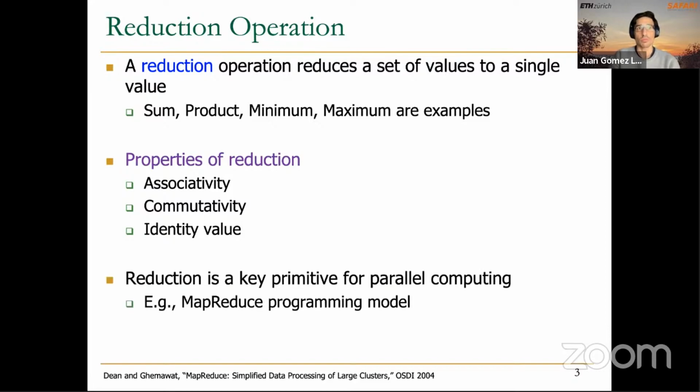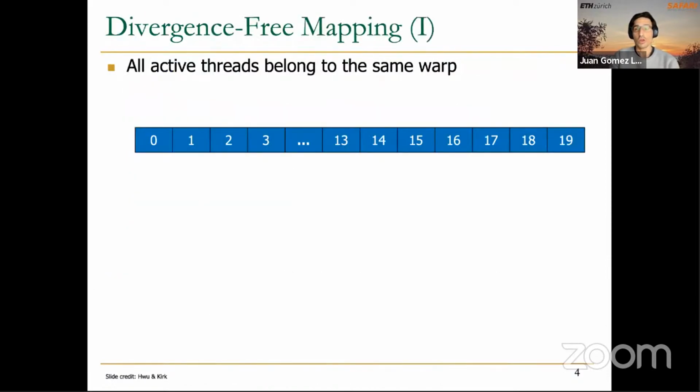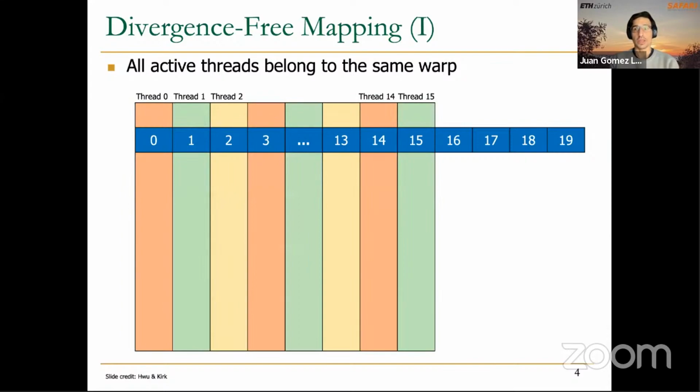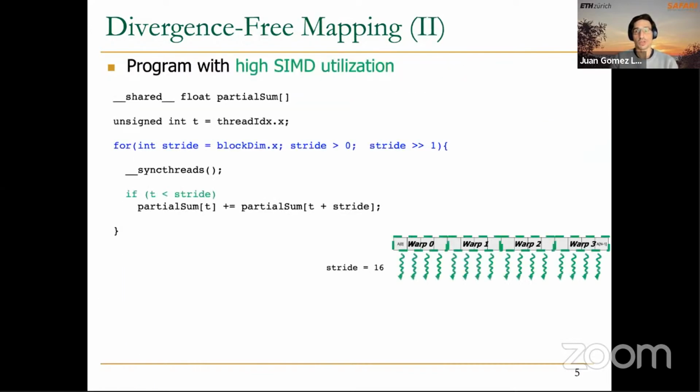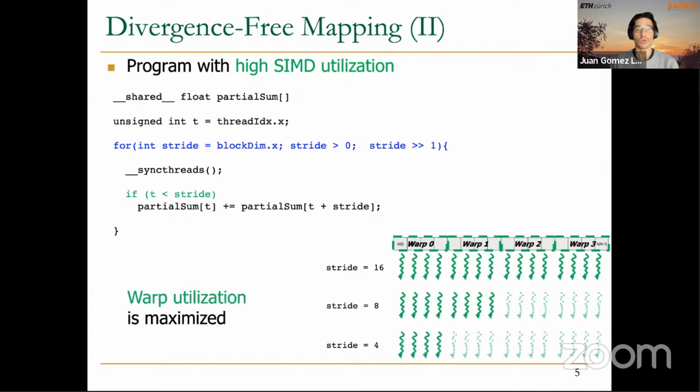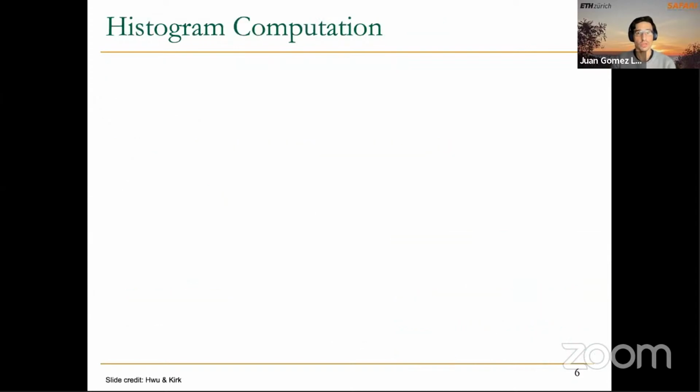And reduction is a key primitive for parallel computing. Same as scan is also a key primitive for parallel computing. Remember that when we were discussing the way to implement reduction efficiently on a GPU, we talked about the idea of mapping threads to the operands and to the operations in a divergence-free manner, such that when threads start to retire, because after each iteration, remember that in the tree-based reduction, half of the threads retire, the threads that keep working belong all to the same warps. And this way, we will be able to maximize the warp utilization.